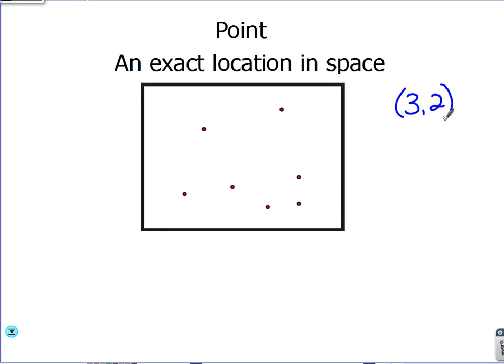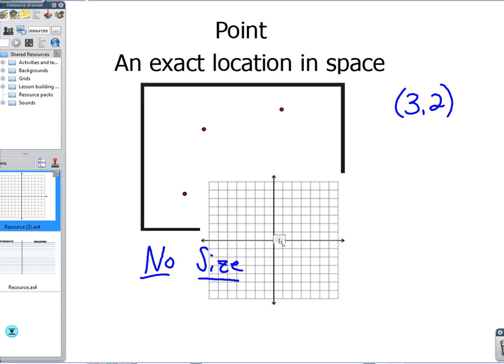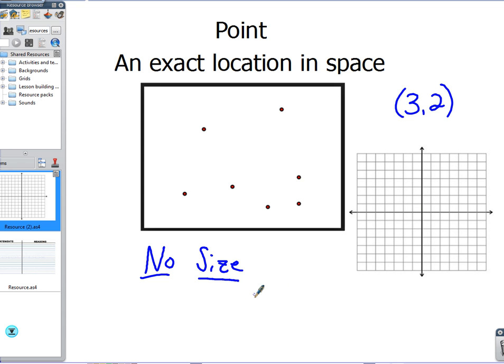That's a point, right? A point is an exact location in space, as I've put here. Points have no size. And let me give you a demonstration of why points have no size. Some of you might have done this before.